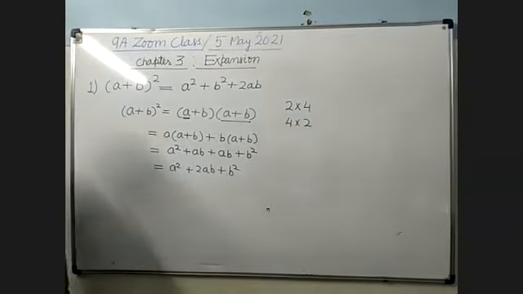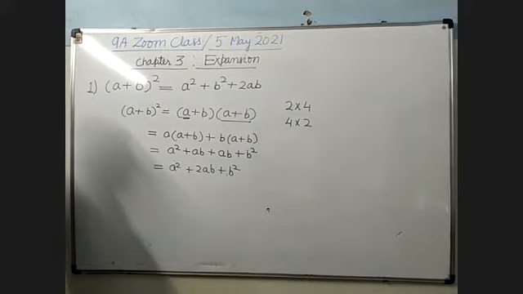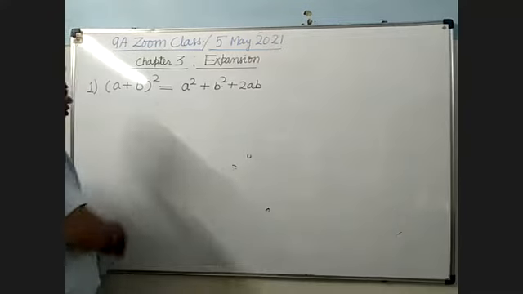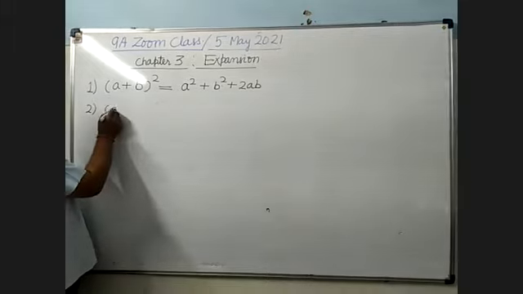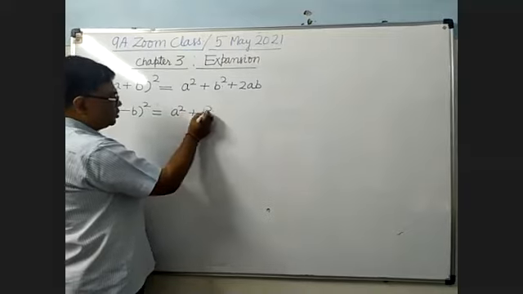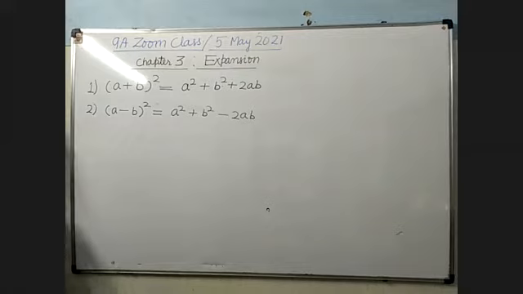Is it clear? But we will directly know the expansion of (a plus b) whole square. It is a square plus b square plus 2ab. Similarly, if there is (a minus b) whole square, then it will be a square plus b square, and here it will be minus 2ab. It's clear?